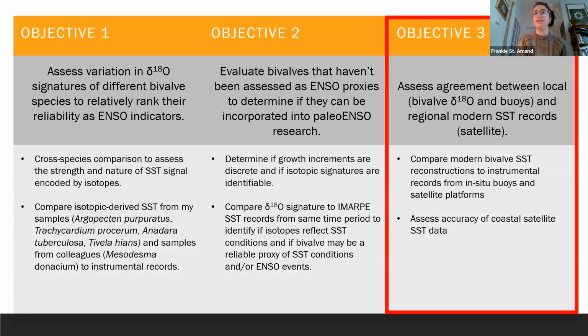And moving on to my third objective, which is to assess the agreement between more local sea surface temperature records. I've talked briefly about the bivalve delta O18 and the buoys, and comparing these to more regional sea surface temperature records, such as satellite data. So in this component of my project, I'm comparing modern bivalve reconstructions to instrumental records from the buoys and also from satellite platforms, with the goal really of assessing the accuracy of the coastal satellite sea surface temperature data.